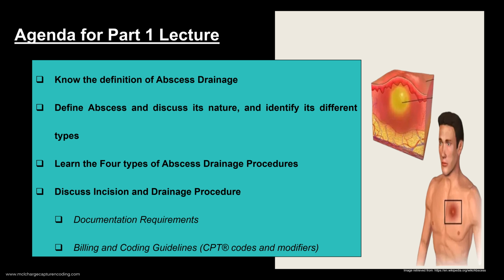From our agenda for Part 1 lecture, we learned the definition of abscess drainage, defined the abscess, and discussed its nature and identified its different types. We also learned the 4 types of abscess drainage procedures. Now, from the previous slides, we discussed the incision and drainage procedure in detail by discussing the documentation requirements posted by CMS and also the billing and coding guidelines according to our CPT codes and the modifiers required to be appended on the codes.